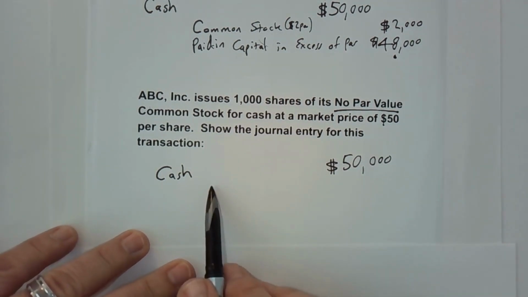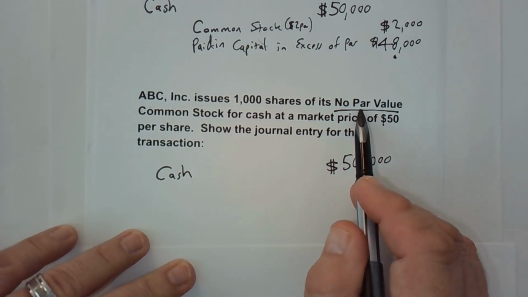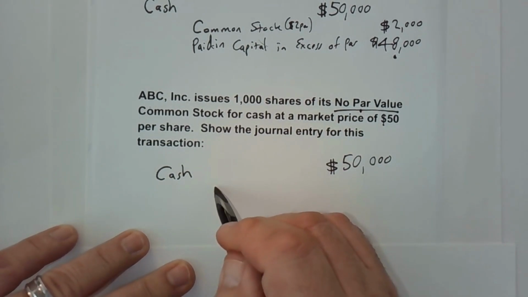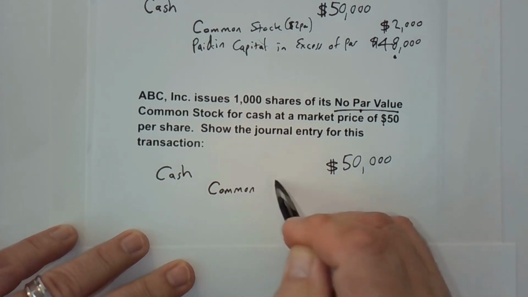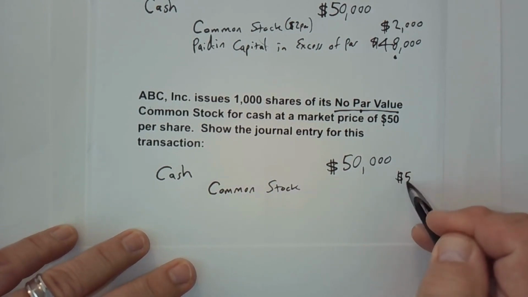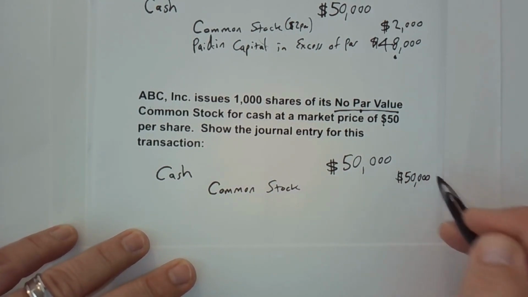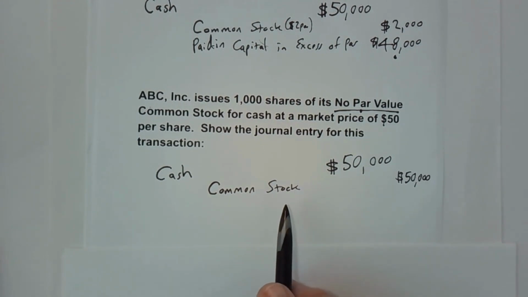And what is the other entry? Well, in this case, because there's no par value, it's actually just all entered as common stock here. We don't have an entry for any kind of paid in capital in excess of par because it, frankly, is all in excess of par. So that transaction's slightly easier.